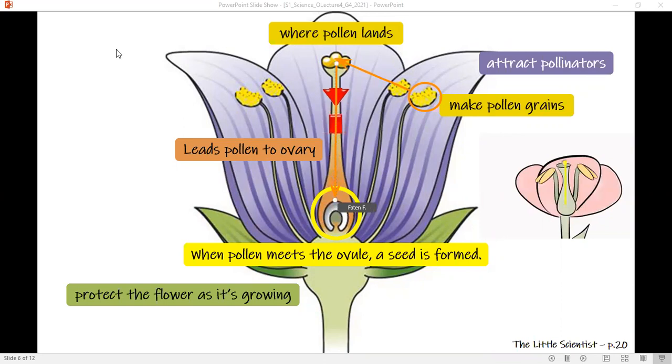In the ovary, the pollen meets the ovule. When the pollen meets the ovule, you will have a seed formed. This part right here, this step in here, is called pollination.